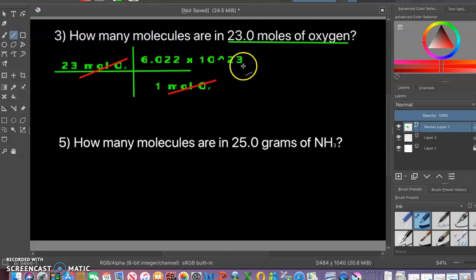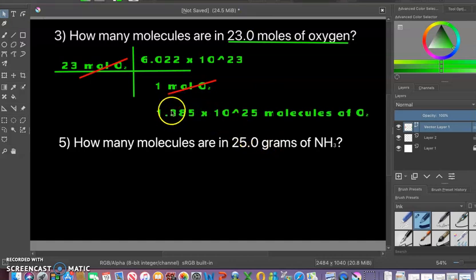You're going to need to put that into a calculator probably. When we get back, I'll show you how to do this without a calculator, but you're welcome to do that right now. What I get is 1.385 times 10 to the 25th molecules of O2. So there are 1.385 times 10 to the 25th molecules of O2 in 23 moles of O2. We've done a conversion factor. This is how many molecules exist in this many moles.